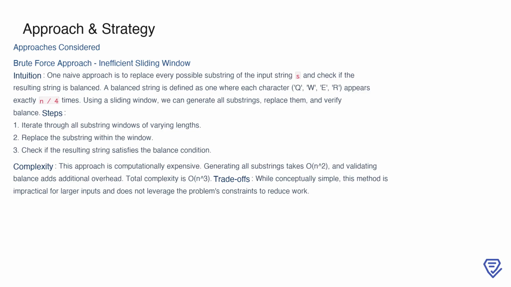However, this method is computationally expensive. Generating all substrings alone requires n² time, and on top of that, checking for balance after each replacement adds even more overhead, leading to an overall complexity of n³. While this approach is conceptually simple and easy to understand, it is impractical for larger inputs due to its inefficiency and doesn't take advantage of opportunities to optimize based on the problem's constraints.